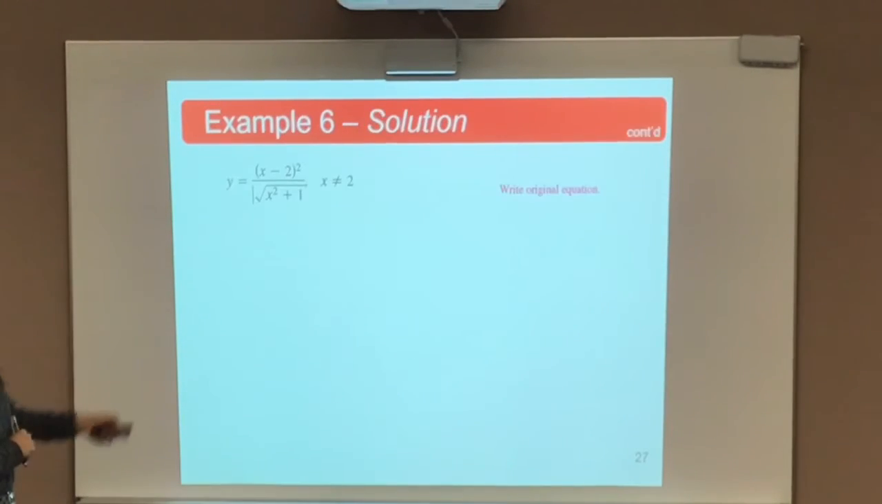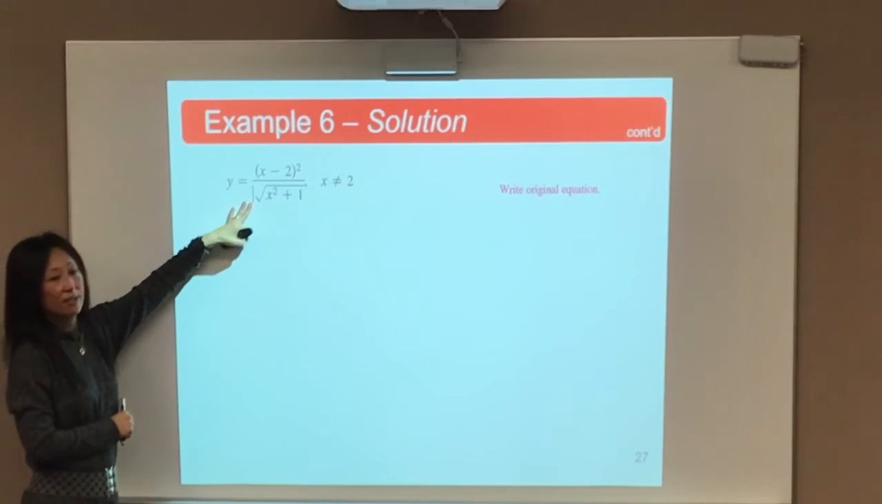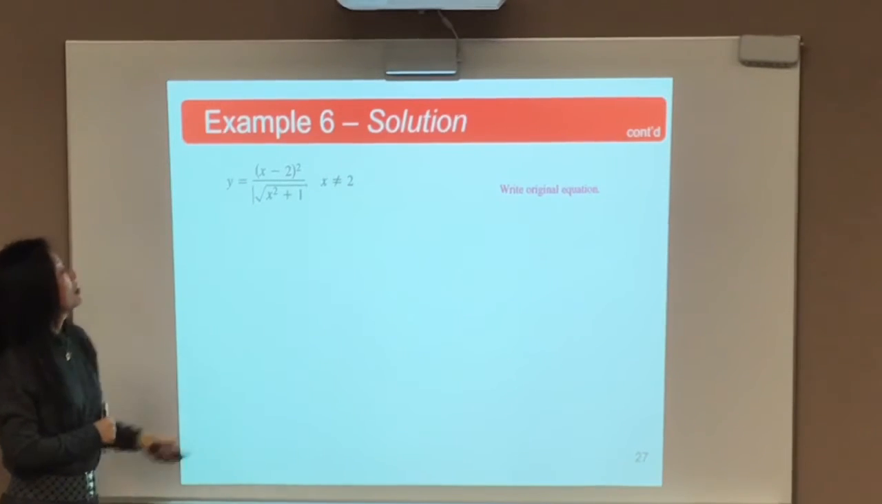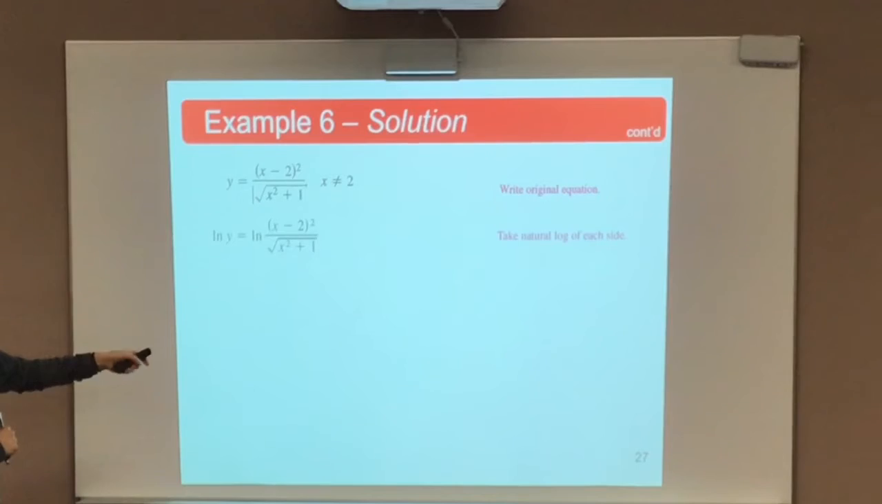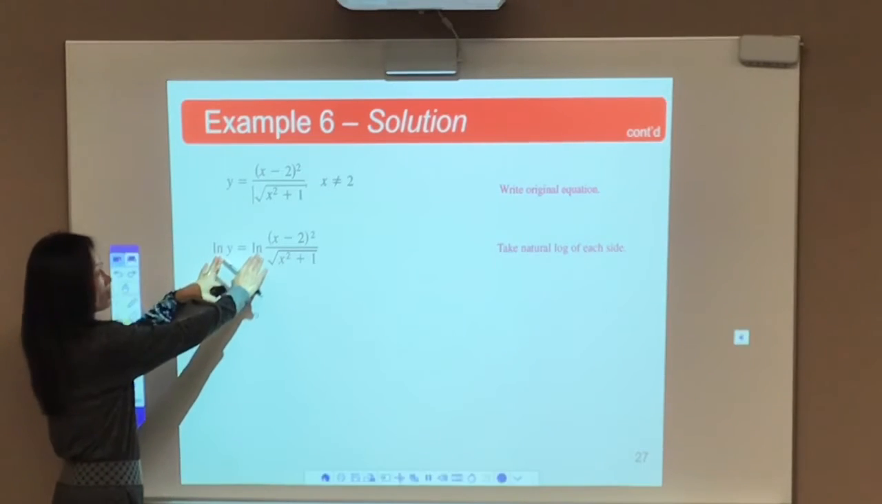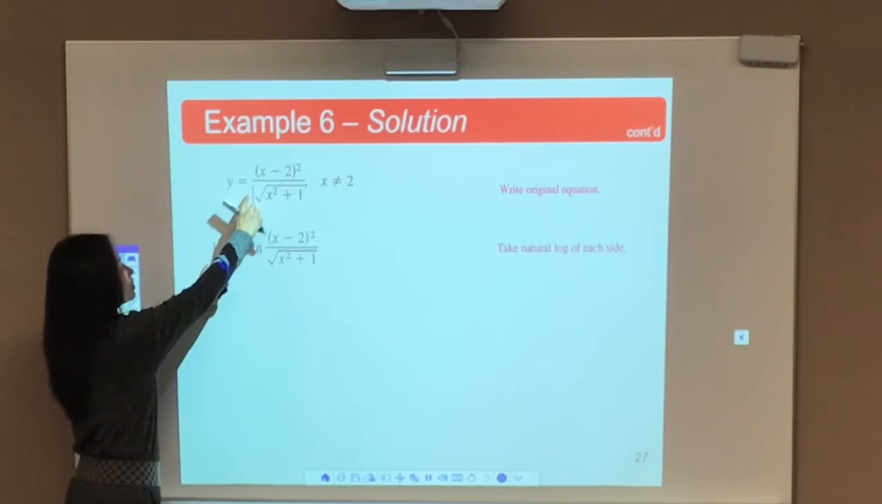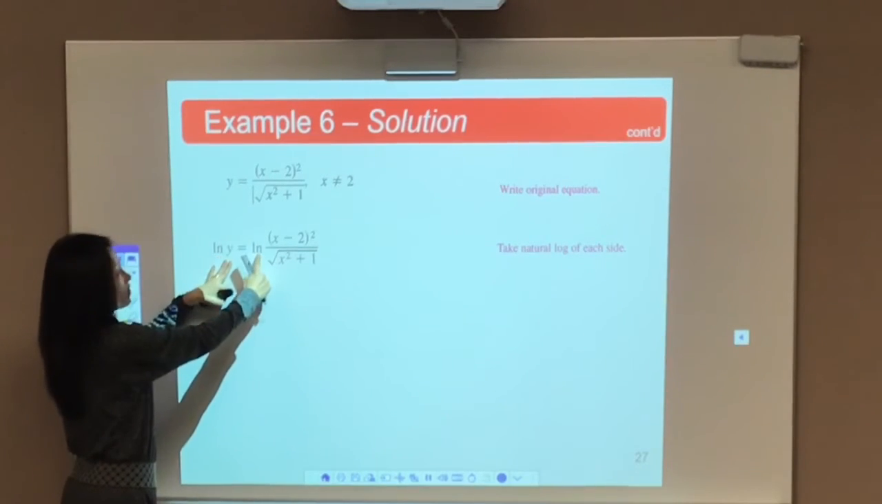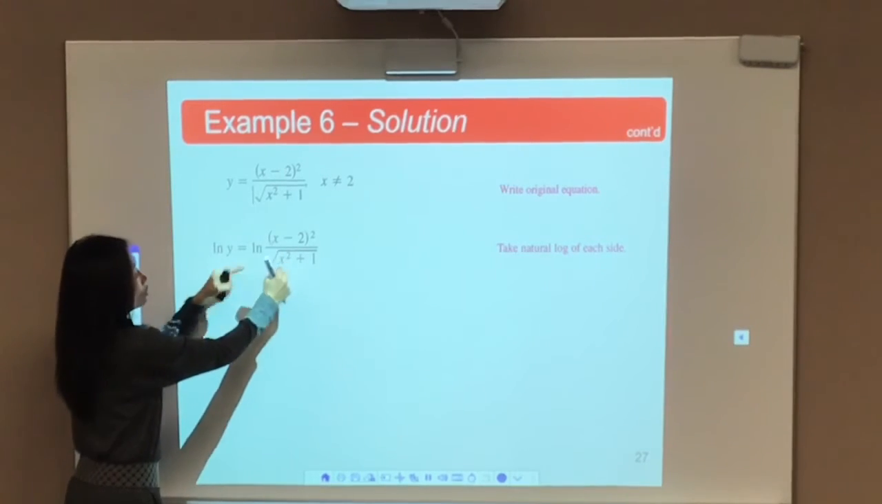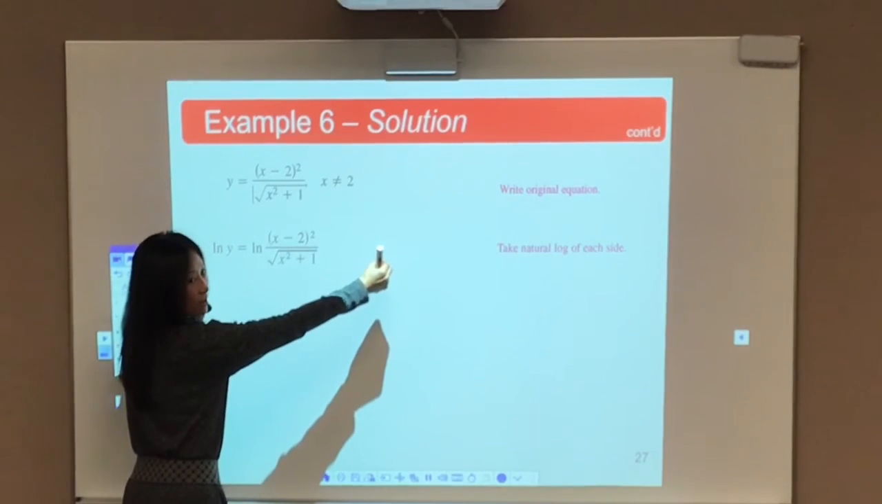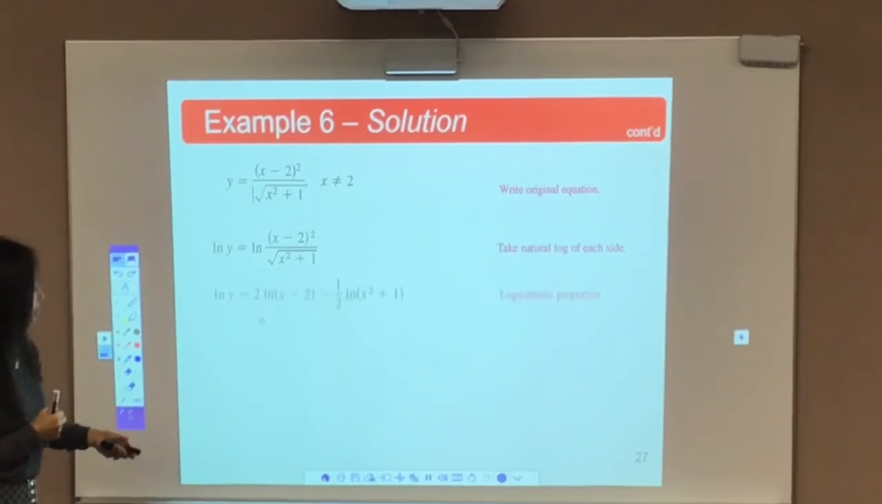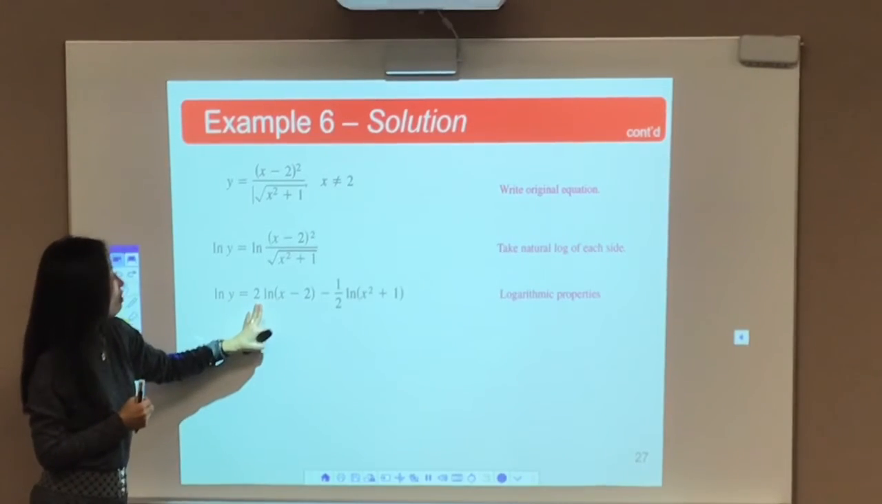All right, I'll show you an example. If you have this problem right here, okay? What I'm going to do is put the natural log in front of each side, because trying to do this problem directly is much harder. But if I put the natural log in front, I can make this problem into what? Two parts. So I make this into a natural log.